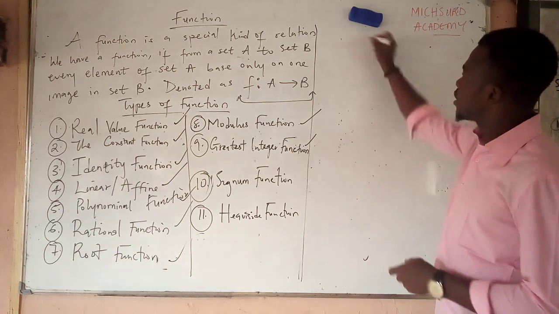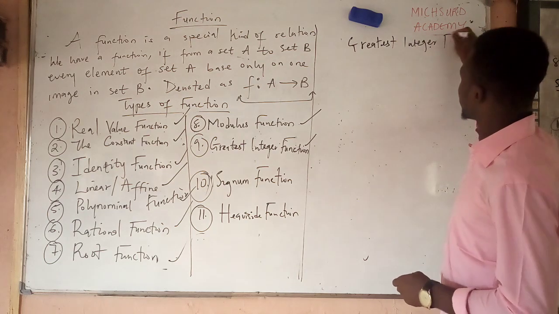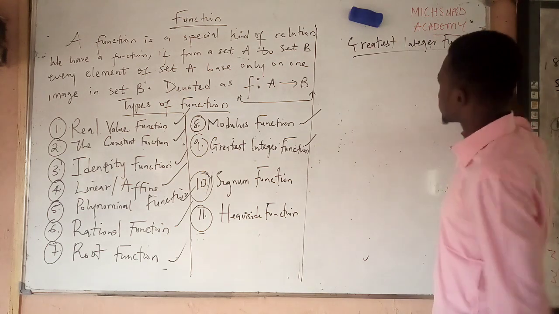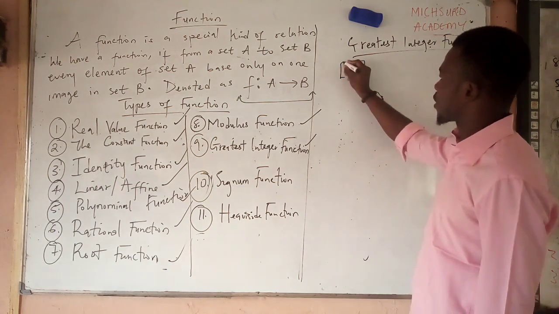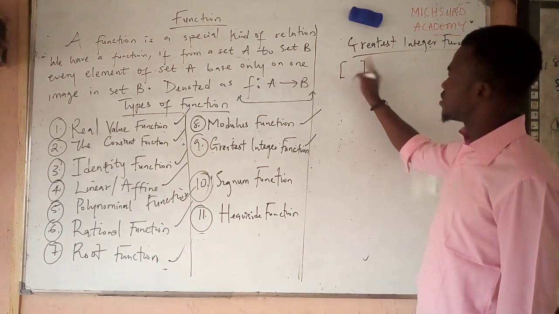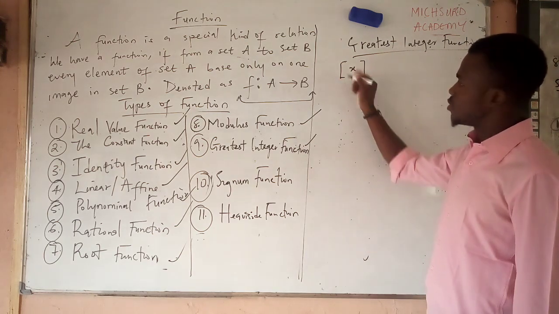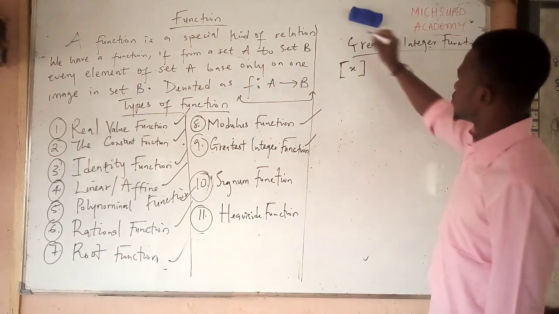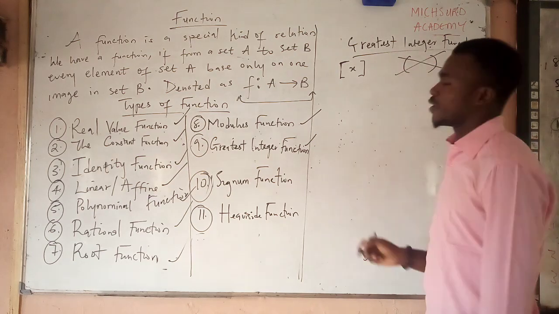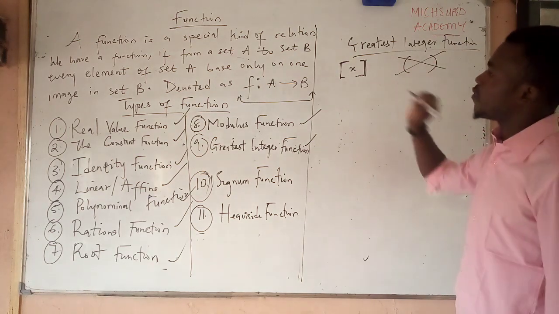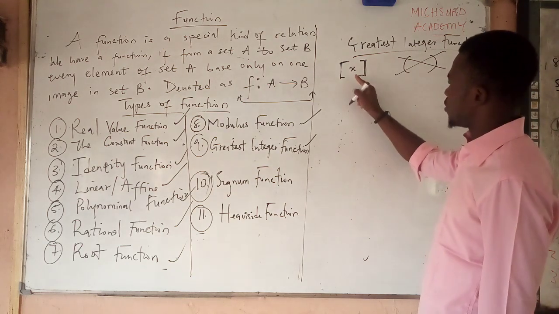Alright, so the next one we look at is the greatest integer function. For the greatest integer function, we normally denote this with a kind of square bracket. Let's say this is the greatest integer of x. This is how you see it with a closed bracket. It's different from this; this is wrong. It must be in a square form this way. So let's say we are looking for the greatest integer of x.